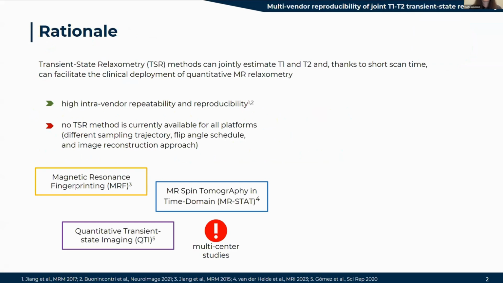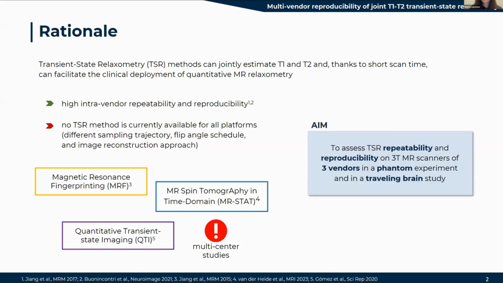The problem for multicentric studies is that at the moment there is no TSR method that is available for all platforms, and the different implementations have different sampling trajectories, flip angle schedules, and image reconstruction approaches. At the moment, we have MRF implemented on Siemens scanners, MRStat on Philips, and QTI implemented on GE Healthcare. And this variability can really hamper multi-center studies.